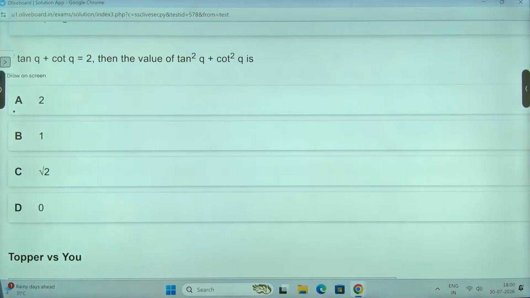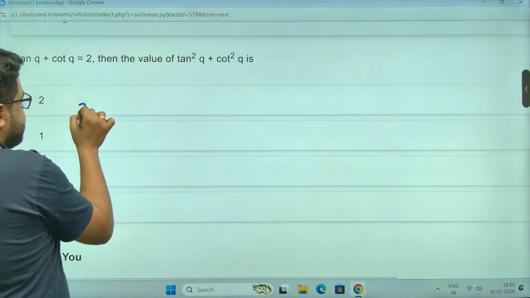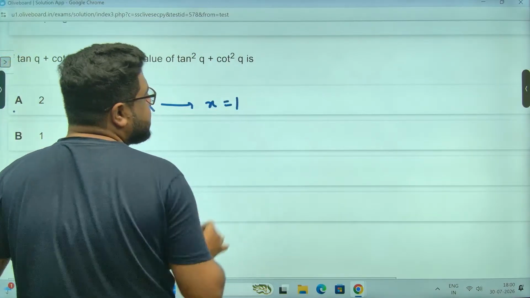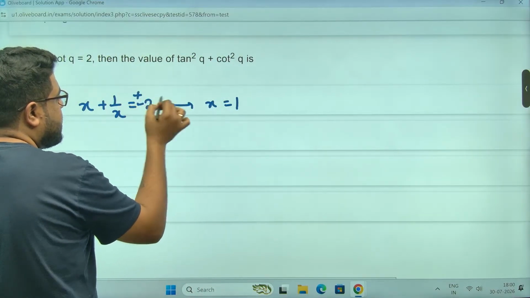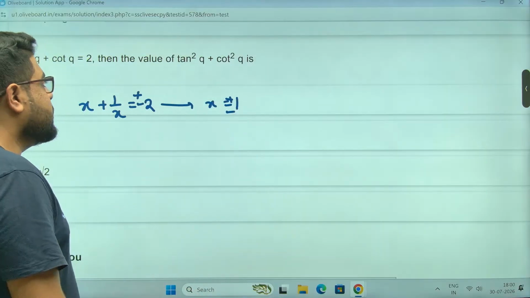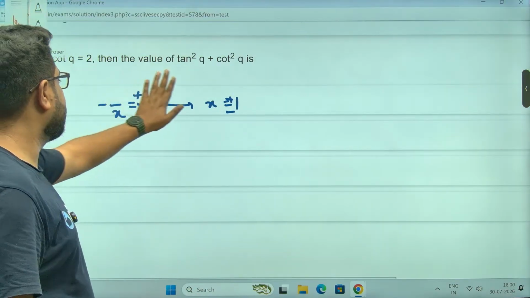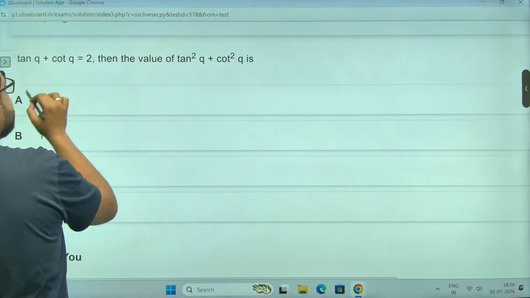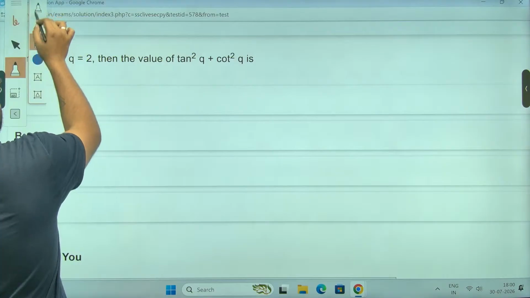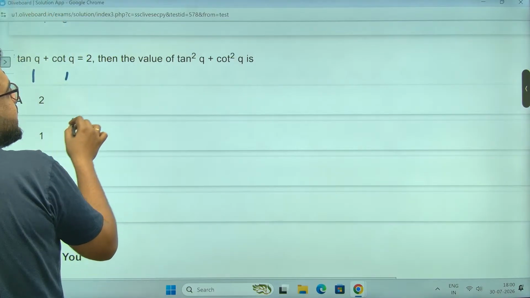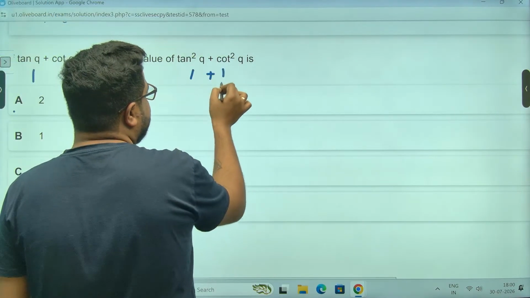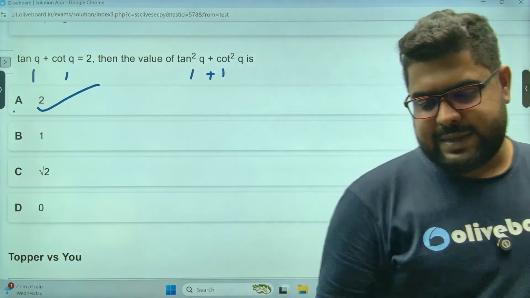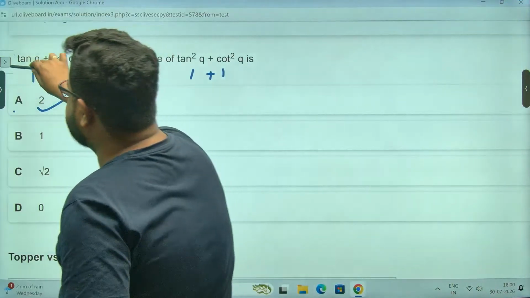Next one, please. Tan plus cot is given. Again, anytime x plus 1 by x is 2, I told you x value is always 1. If it is minus 2, then this is minus 1. So again, just think normally. Tan theta, cot theta, everything is 1 each. Meaning tan is 45 degrees. So this will also be 1 plus 1, 2. So option A is the answer. Again, one of the easiest questions of the paper.